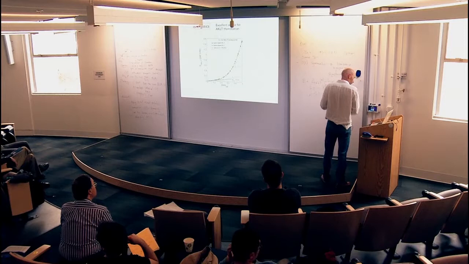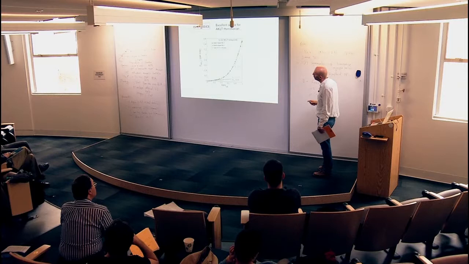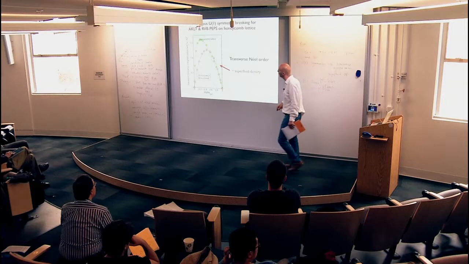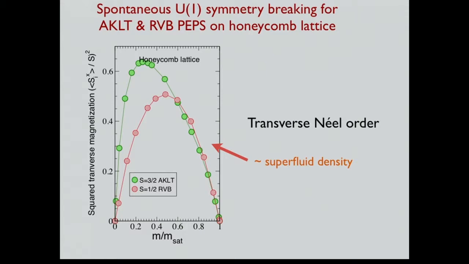So just to show you that it's doing well, considering the simple nature of the ansatz. And of course, what we find, and we can calculate it on infinite cylinders, is the transverse magnetization, which corresponds to this superfluid order parameter, as a function of the reduced magnetization. And you see that as soon as the magnetization is non-zero, then we have a superfluid density, which has this form. And we can calculate it with this formalism.